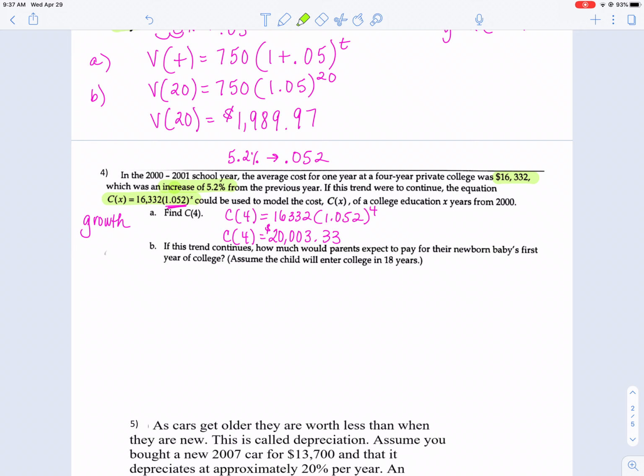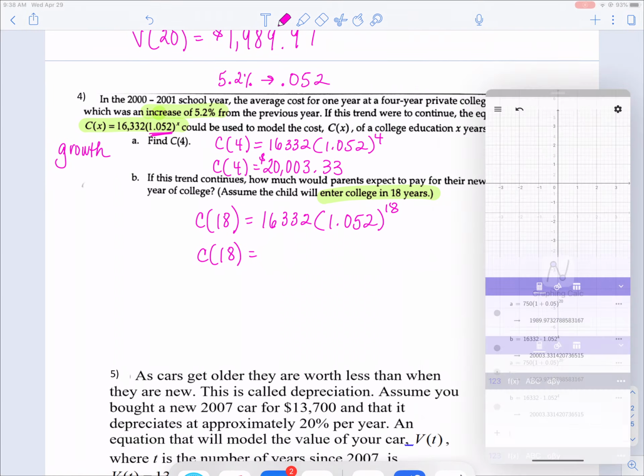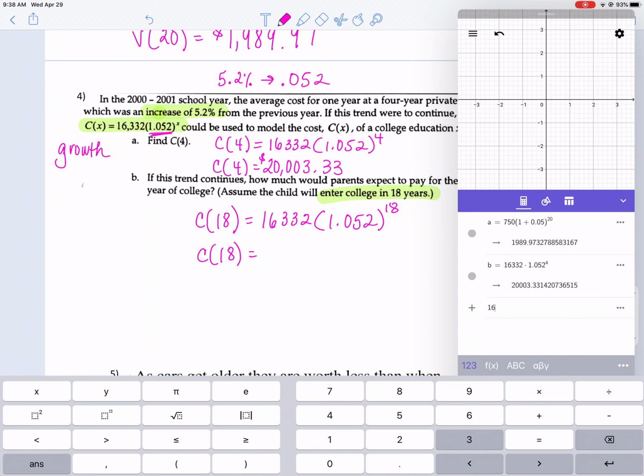Okay. Now it says, if this trend continues, how much would parents expect to pay for their newborn baby's first year of college, assuming that their kid will enter college in 18 years? Okay, same concept. Instead of doing after 4 years, we need after 18 years. So take your 16,332 times 1.052, but now instead of raising it to the fourth, we're going to raise it to the 18th power.